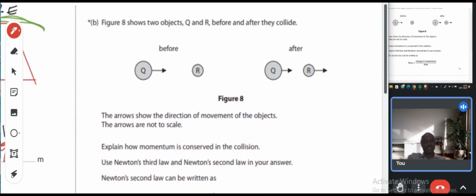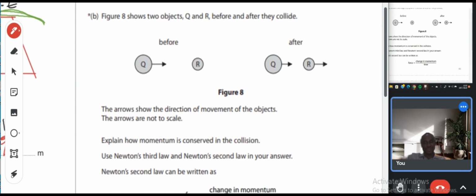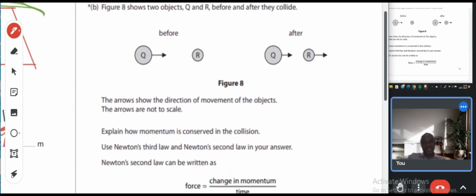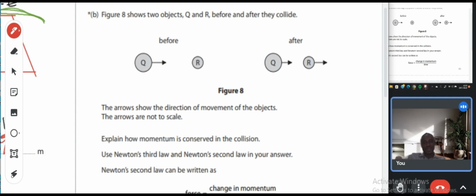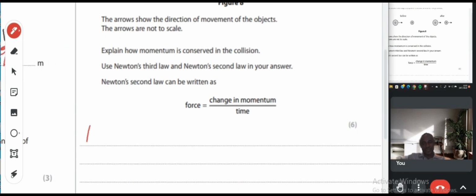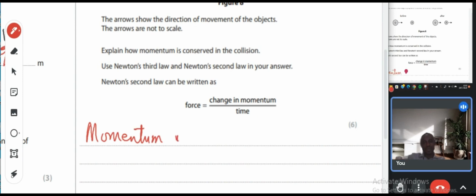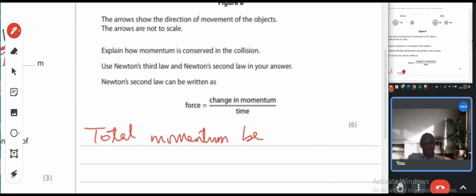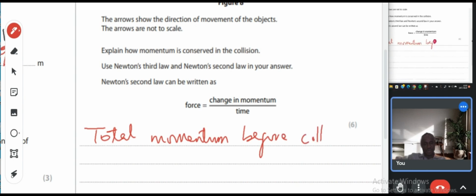Do you know the principle of conservation of linear momentum? No, that's energy. I'm talking about momentum. The principle of conservation of momentum. Total momentum before collision is equal to total momentum after collision, or even before separation. Let me write it down.